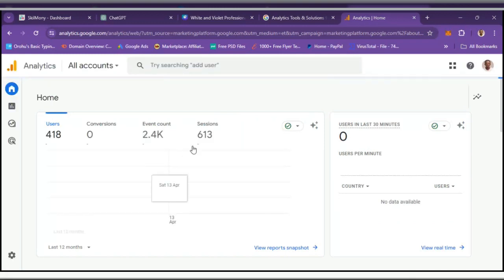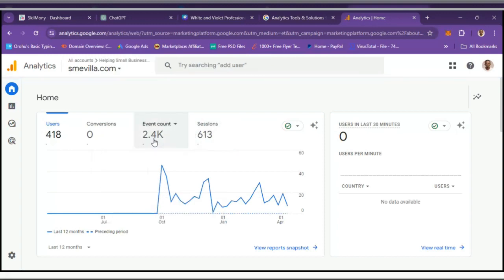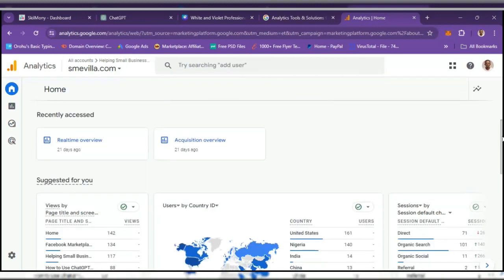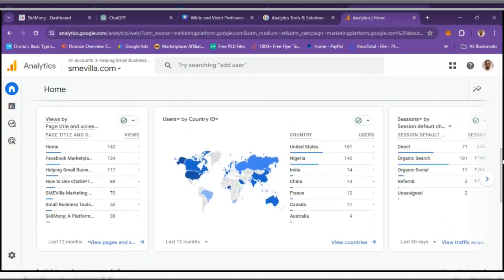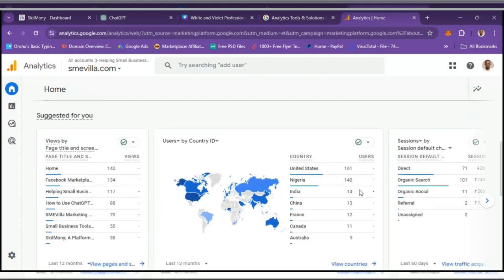All right. Wow. This is wow. I didn't know. Now this is the analytics of one of my websites. If you take a look at this result, you can see the countries people are coming from, users by country. You can see from United States, you can see the date and duration. You can see over 161 persons from Nigeria, over 140 from India, from China, from France, from Canada, from Australia. Now, from this result, I know that people are coming to my website more from the United States.